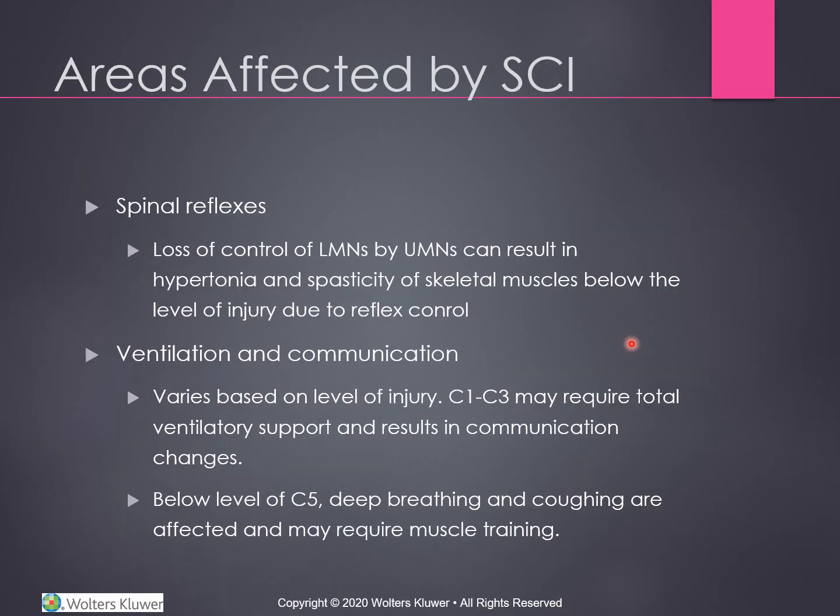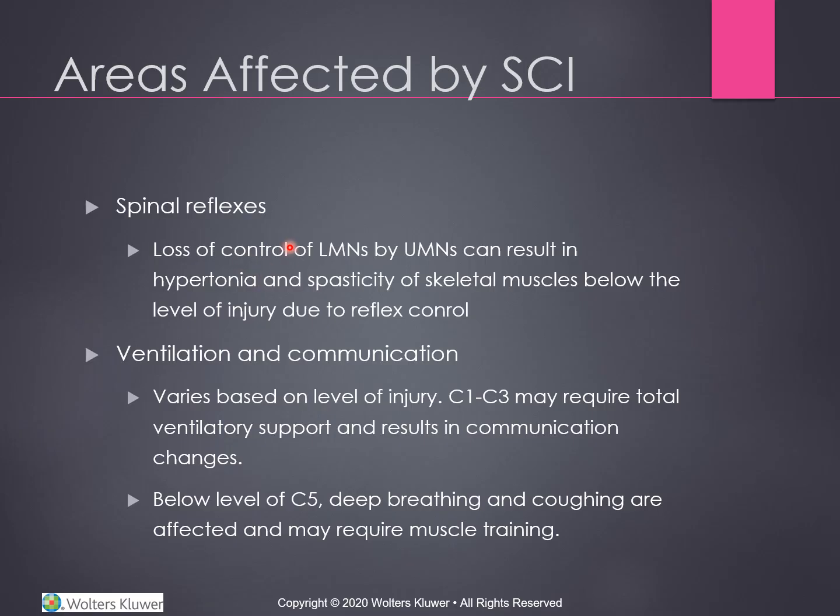Things that are affected by SCI, one is our spinal reflexes. This is loss of control of lower motor neurons by the upper motor neurons. This can result in things like hypertonia and spasticity of skeletal muscles below the level of injury due to reflex control. If you damage the spinal cord itself, you're really damaging those upper motor neurons that pass through the spinal cord.